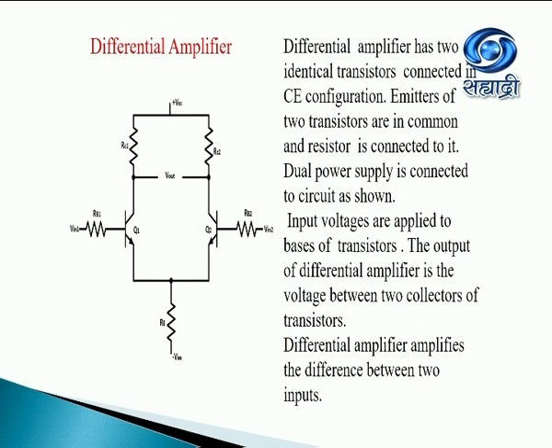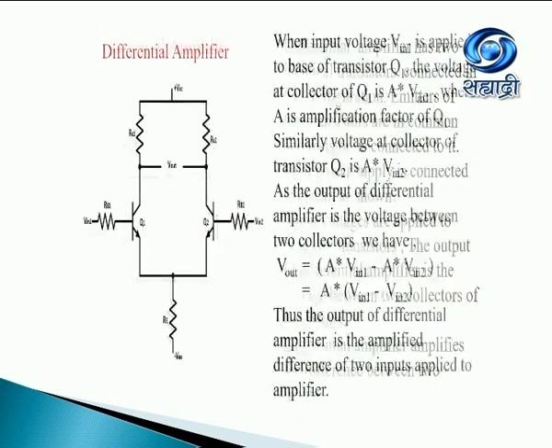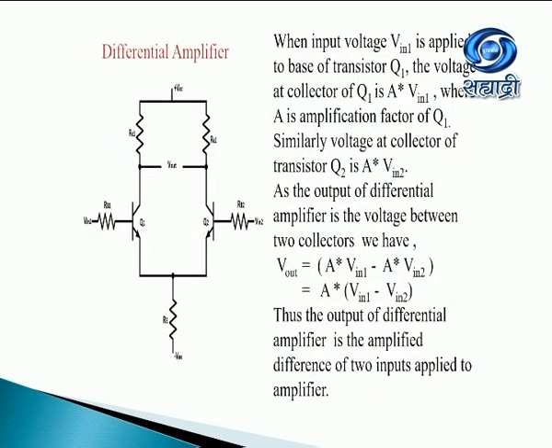Differential amplifier amplifies the difference between two inputs. When input voltage Vin1 is applied to the base of transistor Q1, the voltage at collector of Q1 is A into Vin1, where A is amplification factor of Q1. Similarly, voltage at collector of transistor Q2 is A into Vin2. As the output of differential amplifier is the voltage between two collectors, we have Vout equal to A into Vin1 minus A into Vin2. That is, A into (Vin1 minus Vin2).